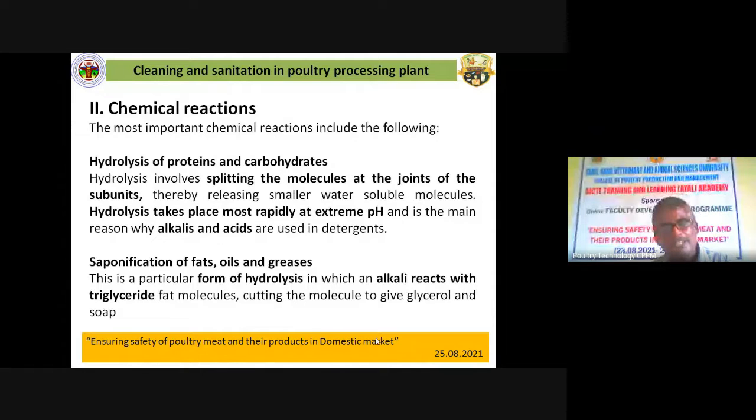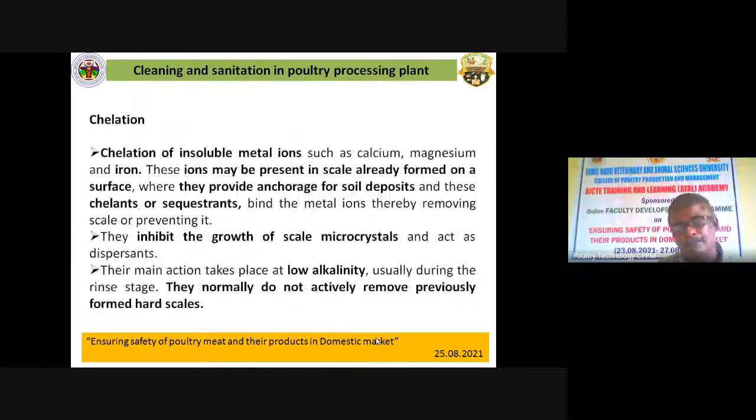Similarly, saponification is mainly meant for fats, oils and greases. Saponification involves hydrolysis of fat, oil and greases. To ensure saponification, we use some alkali agents that bring about the saponification. Actually, we all know that saponification involves soap formation. What happens during saponification? It breaks down the triglyceride molecules into glycerol and fatty acid, and then these fatty acid molecules couple with the alkali, thereby forming soap. They also contribute to efficient removal of fat, oil and grease, as well as removal of soil on the surface.